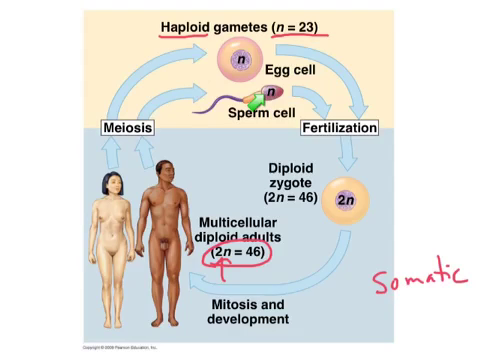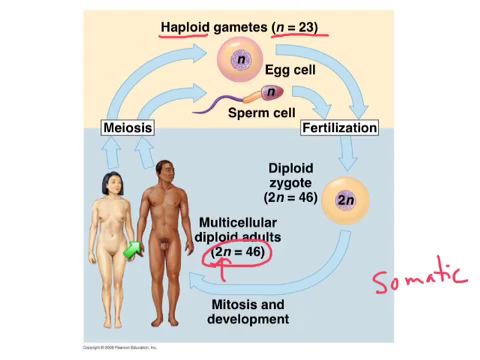It's good that our gametes are haploid. This way, when the egg cell and the sperm cell join back together during fertilization, you have a diploid organism. You have 23 chromosomes joining together with 23 chromosomes to make an adult with 46 chromosomes.